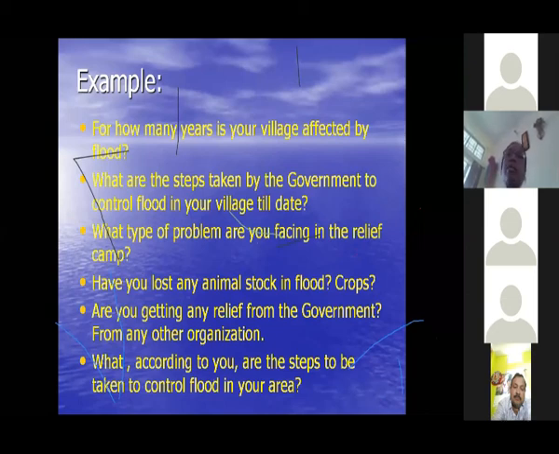for how many years is your village affected by flood? What are the steps taken by the government to control flood in your village till date? What type of problem are you facing in the relief camp? Have you lost any animal stock or crops in flood?